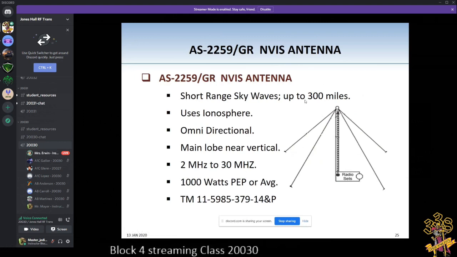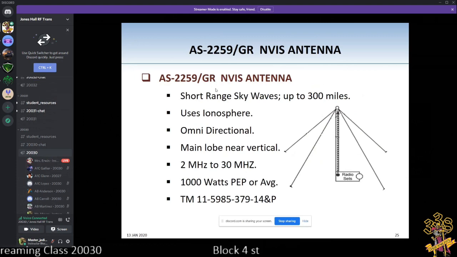What it's for is short range skywave. Short range meaning up to 300 miles. So you're sitting in a valley in the middle of Afghanistan, and 70 miles away in another valley is who you want to communicate with. So you're definitely not going to get line of sight. So NVIS to the rescue.